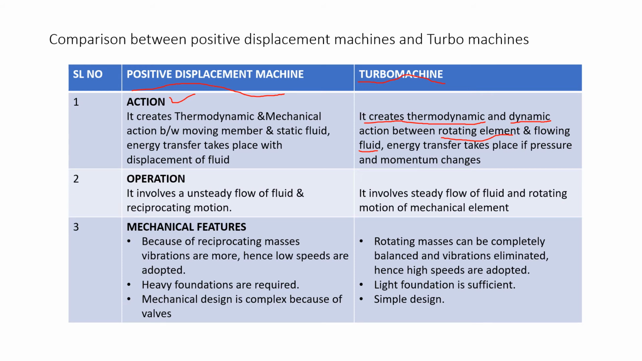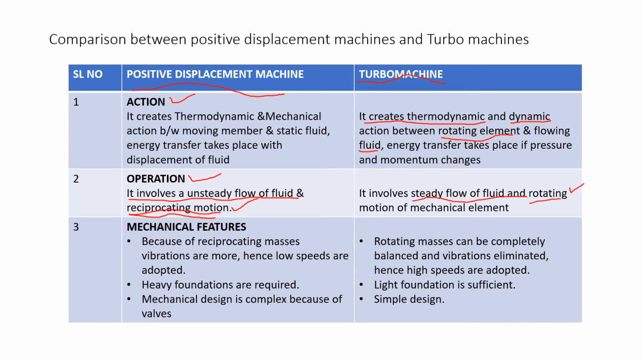The second classification is based on the operation. Positive displacement machine involves unsteady flow of fluid and reciprocating motion, and in turbo machine we have rotary motion. Very important, this is the major distinction. In positive displacement machine we have reciprocating motion, and turbo machine involves steady flow of fluid and rotating motion. This is very important.